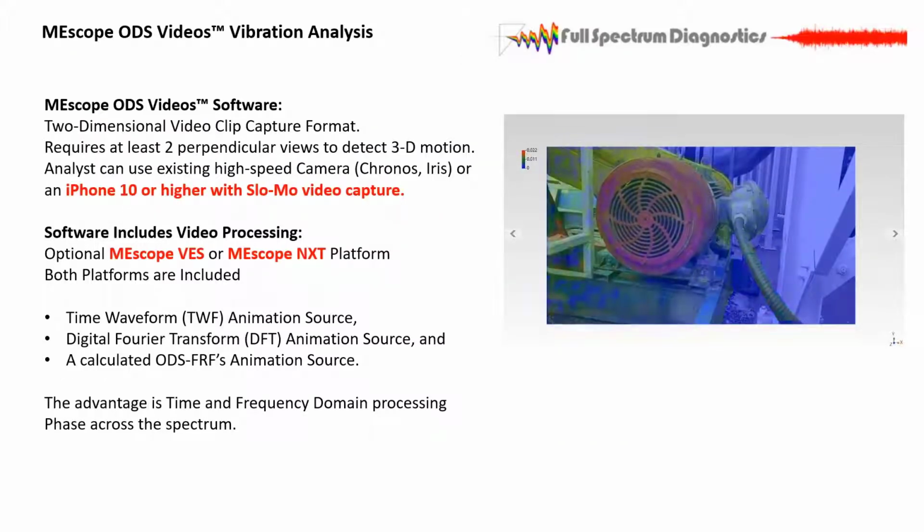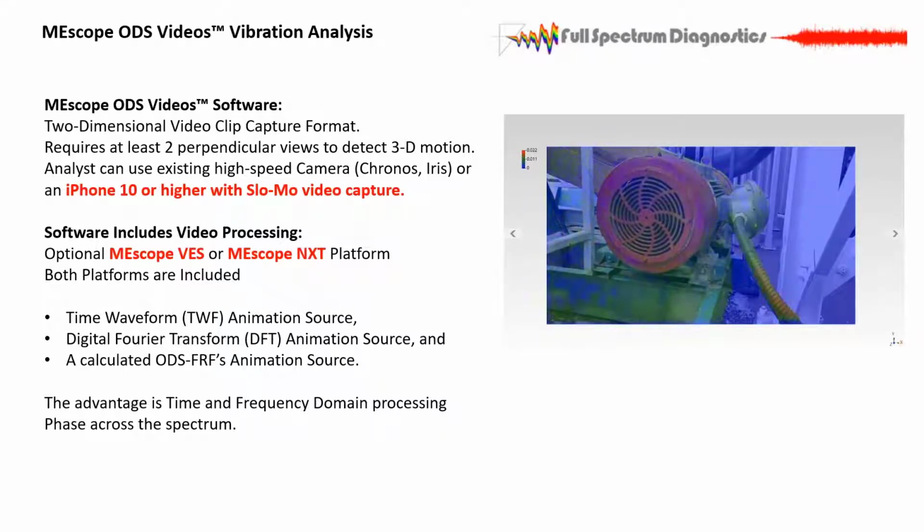As I just mentioned, well, maybe I didn't. MEscope ODS Video Software is a two-dimensional video clip capture format. And I keep telling people, it's not the end all. It might be something that will detect the problem immediately. It might push us in the right direction where we eventually will either need more data to look at more video clips, or we move it into doing a traditional accelerometer-based ODS analysis.